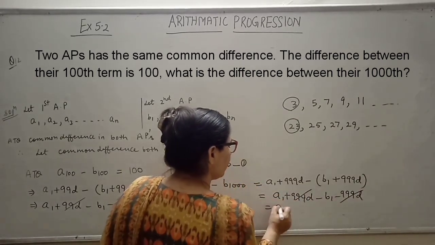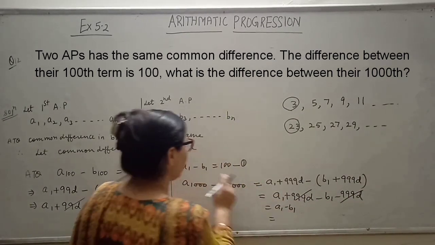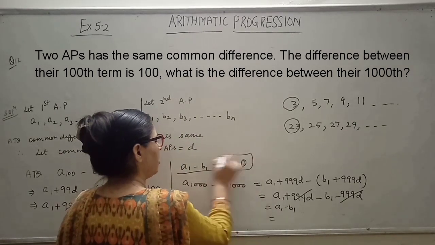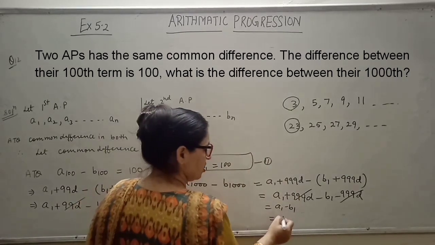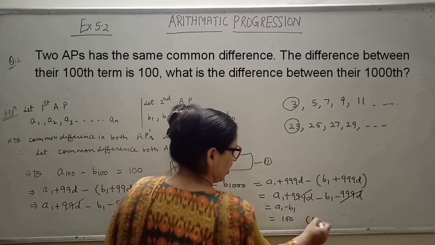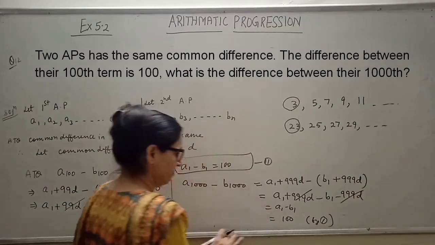This is equal to a1 minus b1, and that is by 1 equal to 100, right? हम पहले ये निकाल चुके हैं कि इसकी वैल्यू कितनी है, 100. So this is equal to 100 by 1. So this is your answer.